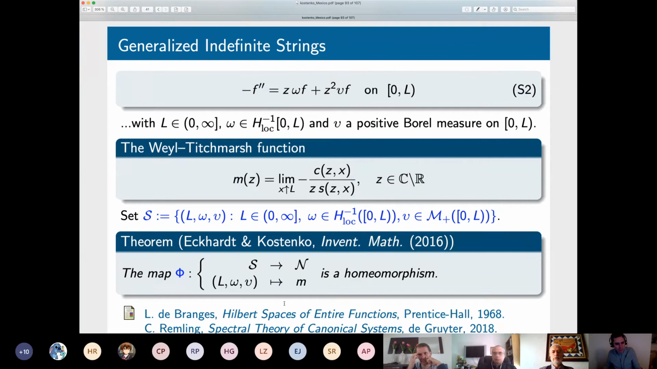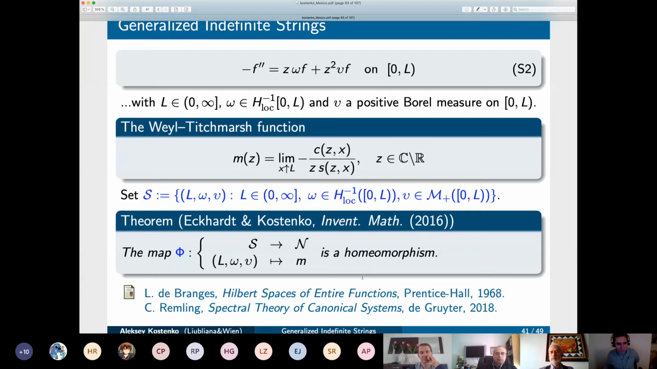Okay. In fact, this is perfect. I think I would be able to finish pretty soon. This result is really a good indication that one can use the theory of generalized indefinite strings to try to understand the Camassa-Holm equation by using the inverse scattering transform approach.